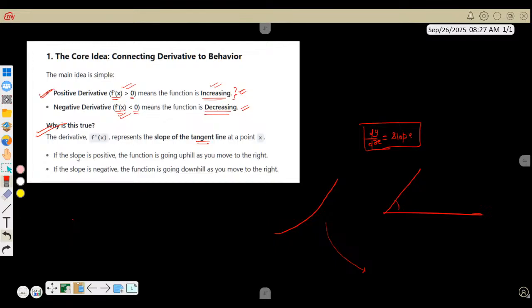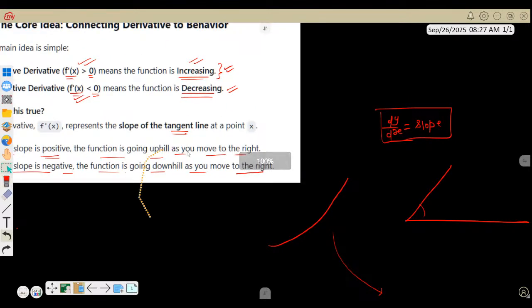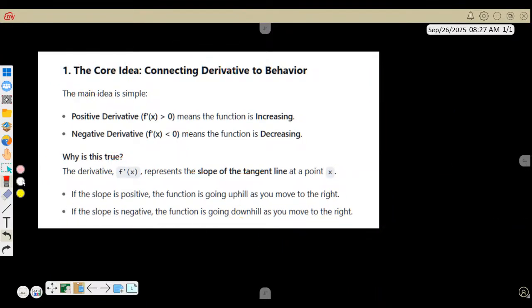decreasing. So if the slope is positive, the function is going uphill as you move to the right side. If the slope is negative, the function is going downhill as you move to the right side. So that's why if the derivative is greater than 0, the function is increasing, or if the derivative is less than 0, the function is decreasing. You got it? Why derivative greater than 0 means the function is increasing?